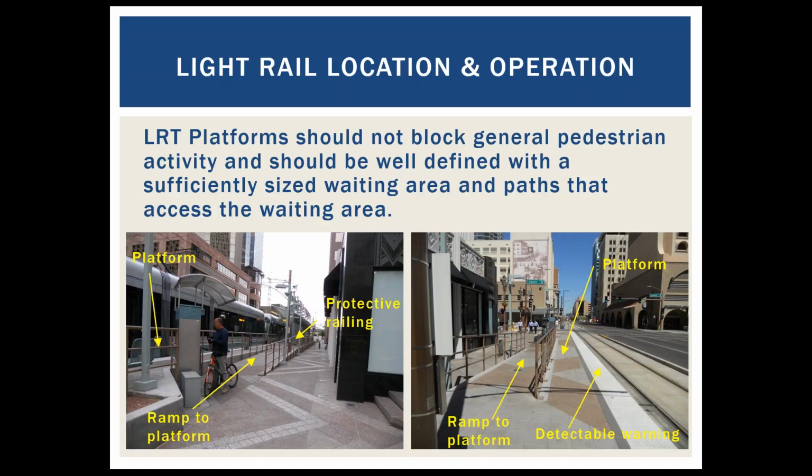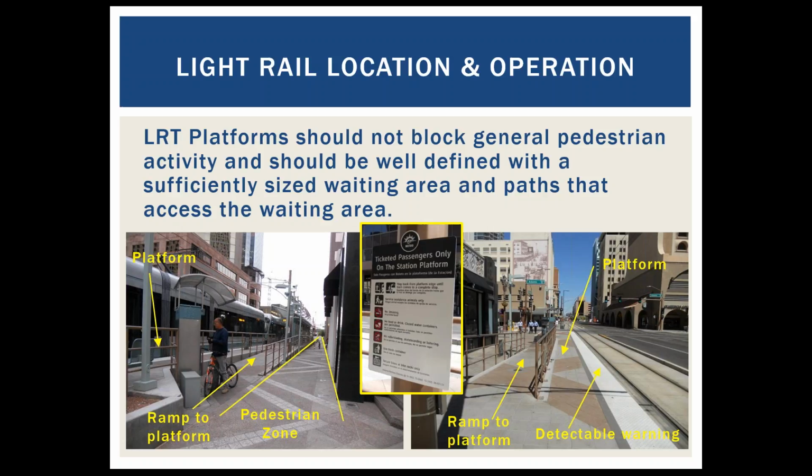You have the platform next to light rail. You have the protective railing to separate that higher platform from your regular sidewalk. On the right side, that's just a different view, where you see the ramp and you have your detectable warnings and the platform width as well. This is a pretty narrow platform, as you can see, but it does allow an accessible path, which you're supposed to always maintain. You can see here that you have to maintain a pedestrian zone too when you have your platform.